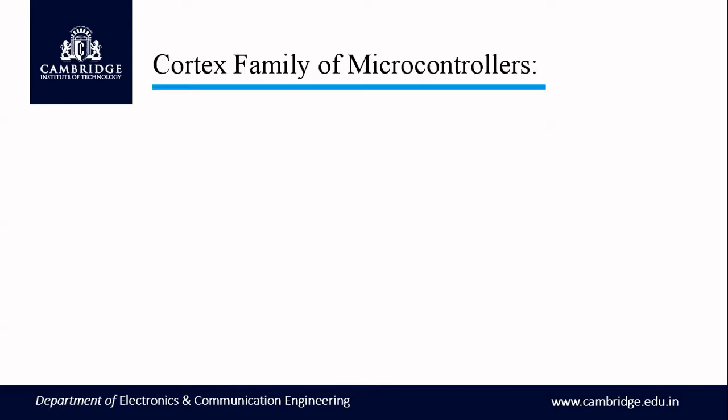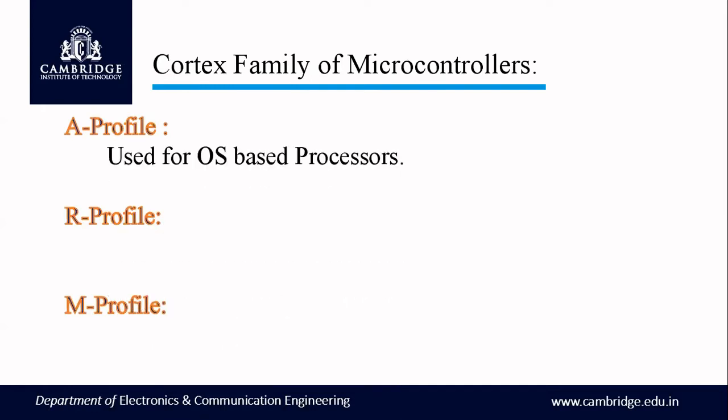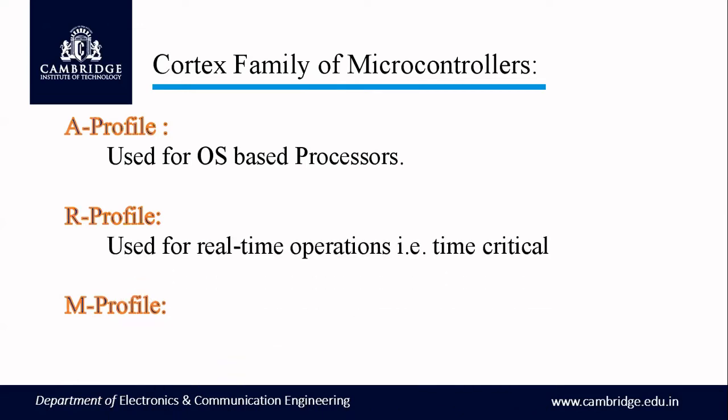Now let us see the Cortex family of microcontrollers. As I already told you, we have 3 profiles: A profile, R profile, and M profile. A profile is basically used for complex applications like high-end embedded operating system. So for OS-based processors, we go for the A profile category of processors. R profile is used for real-time systems where reliability is a main concern. Reliability is a major factor which needs to be taken into account. For time critical systems, we would be using the R profile category of processors.